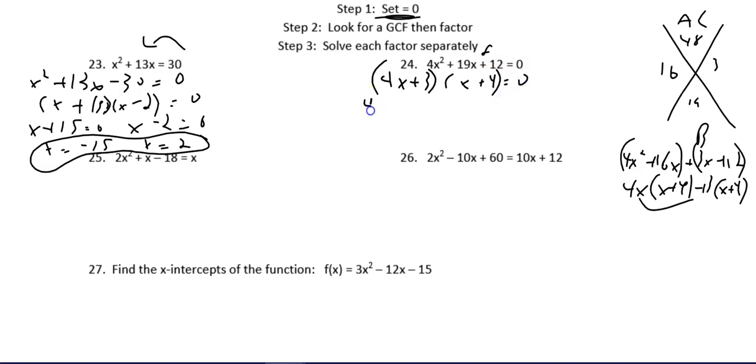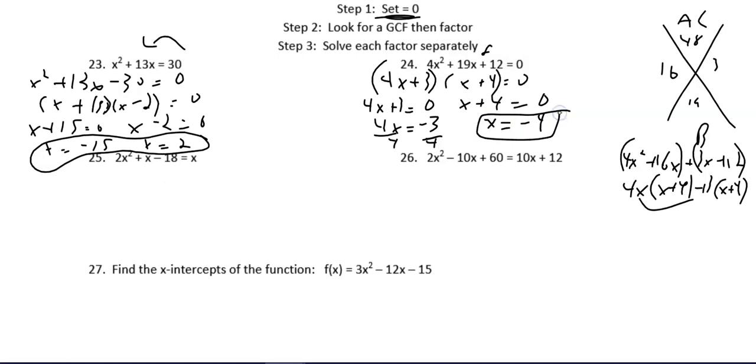So I set them equal to 0. So my first step is to subtract 3 and then divide by 4. And over here, just subtract 4. There's my two answers, x equals negative 4 and x equals negative 3/4.